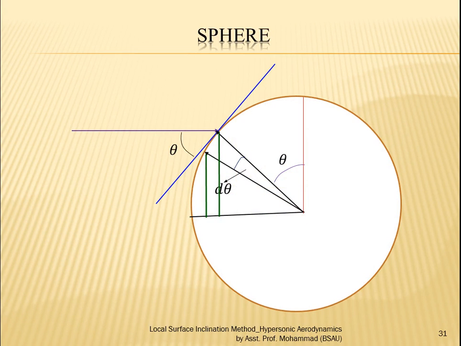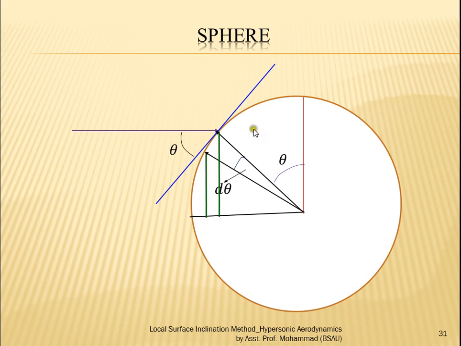Here is the sphere, and this is again something similar to what we had, but there will be a little bit of variation in the process, in the procedure we'll follow here. This theta, as usual, becomes the local deflection, and the Cp remains the same as we saw in the case of the cylinder, 2 sin^2 theta, and hence the local CD also remains the same, that is 2 sin^3 theta.